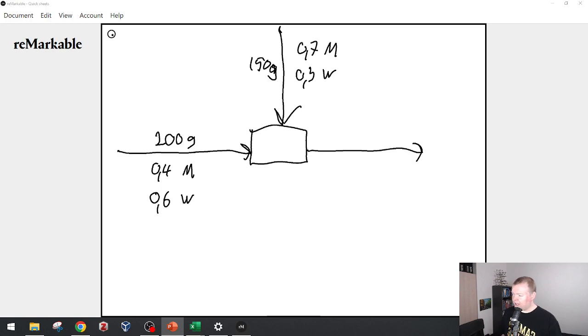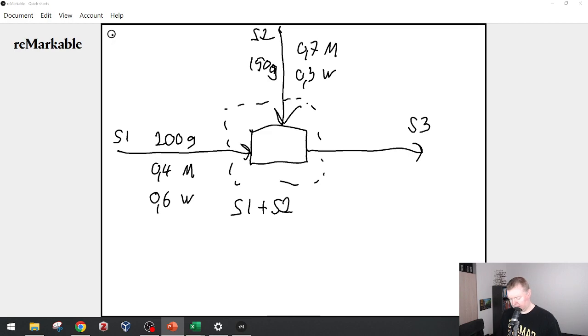Okay, so now that that's settled, I'm going to solve this by hand first, and then we'll look at setting it up in Excel. In this case, it is fairly simple. First of all, let's give the streams some names: Stream 1, Stream 2, Stream 3. And the first thing I'm going to do is a mass balance for this system. I'm going to look at that box and ask what comes into it? Well, that would be Stream 1 and Stream 2. And what comes out? Well, that would be Stream 3.